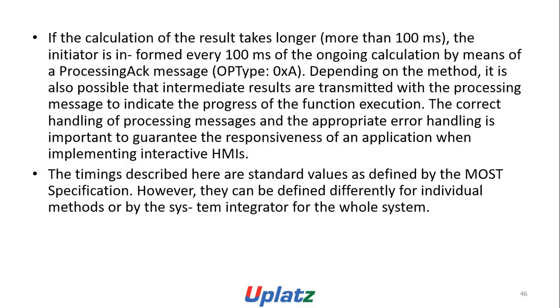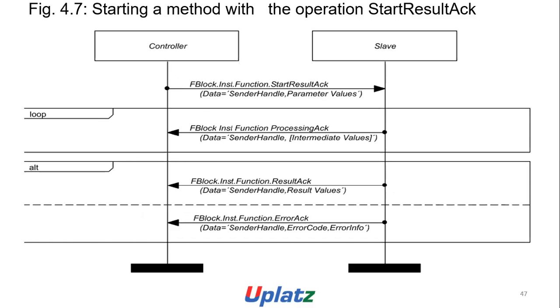It is also possible that intermediate results are transmitted within the processing message to indicate the progress of the function execution. The correct handling of processing messages and the appropriate error handling is important to guarantee the responsiveness of an application when implementing interactive HMIs. The timings described here are standard values as defined by the MOST specification. However, they can be defined differently for individual methods or by the system integrator for the whole system.